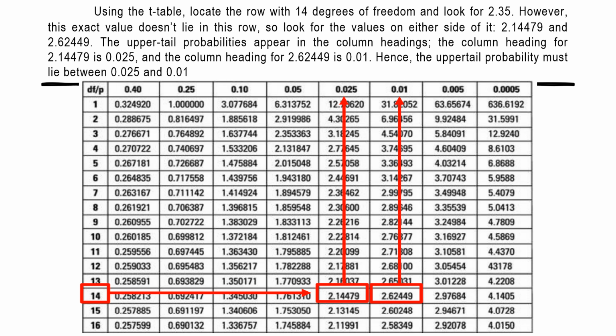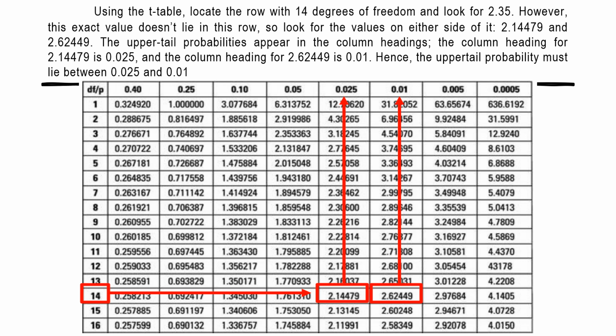So using the table, locate the row with 14 degrees of freedom and look for 2.35. However, this exact value doesn't lie in this row. So look for the values on either side of it: 2.14479 and 2.62449. The upper tail probabilities appear in the column headings.